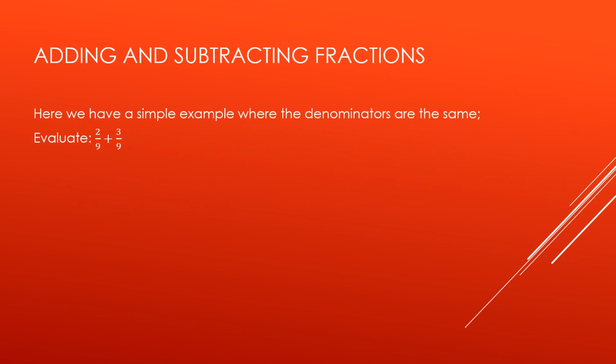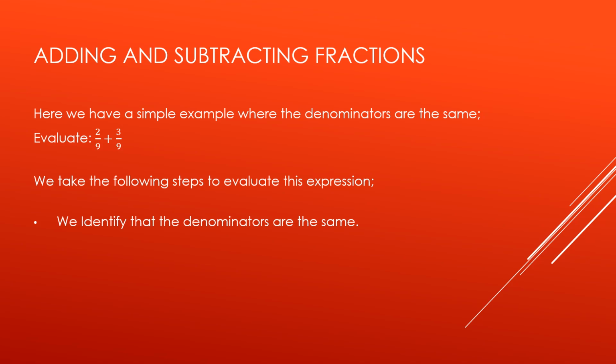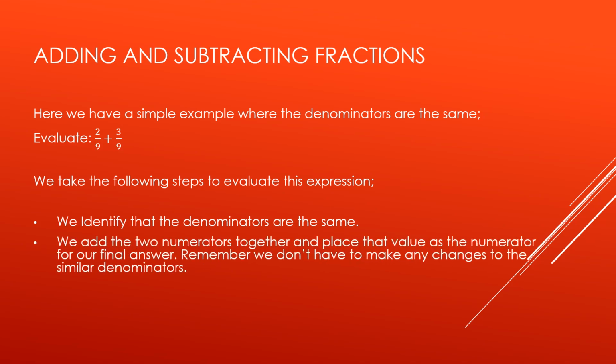Here we have a simple example where the denominators are the same. Evaluate 2/9 plus 3/9. We take the following steps to evaluate this expression. 1. We identify that the denominators are the same. 2. We add the two numerators together and place that value as the numerator for our final answer. Remember, we don't have to make any changes to the similar denominators, so our final answer is simply 5/9.